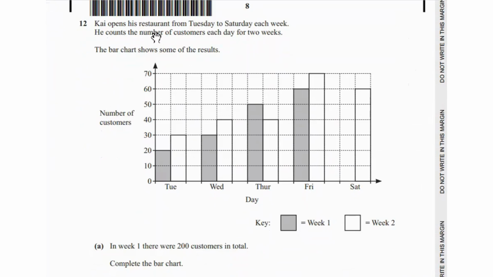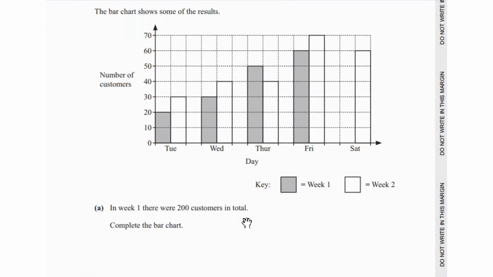Then it says Sky opens his restaurant from Tuesday to Saturday each week. He counts the number of customers each day for 2 weeks. The bar chart shows some of the results, number of customers, and the key is the shaded one is week 1 and the unshaded one is week 2. In week 1, there were 200 customers in total. Complete the bar chart.